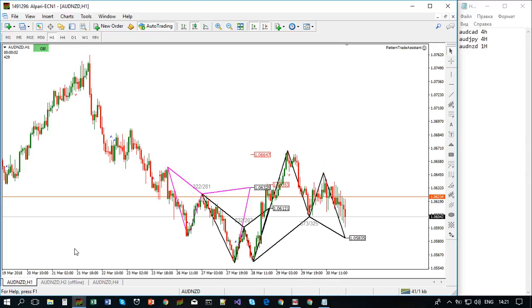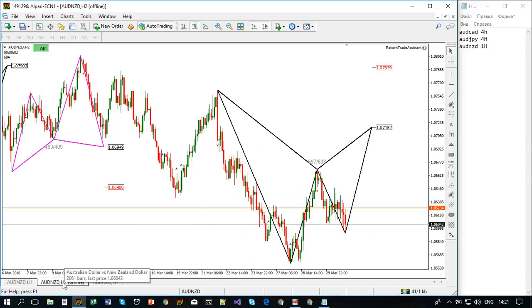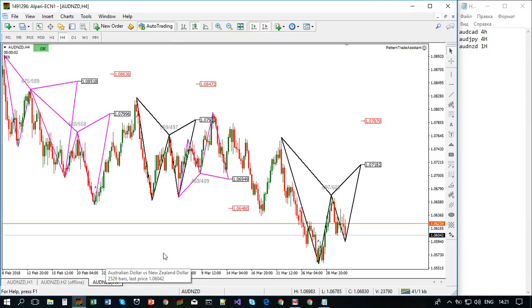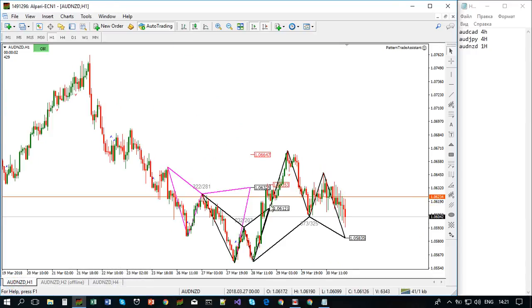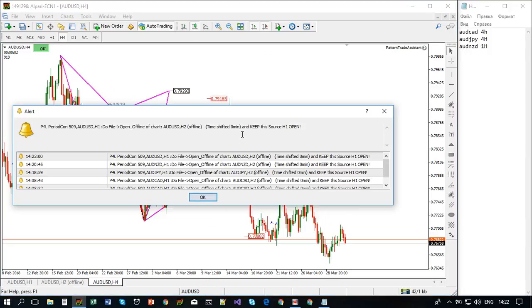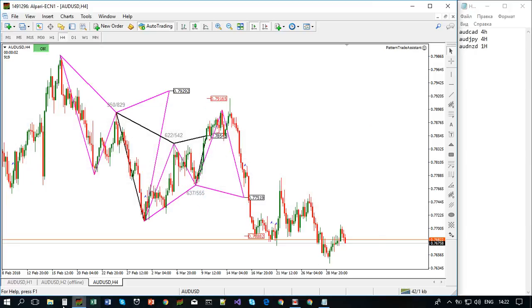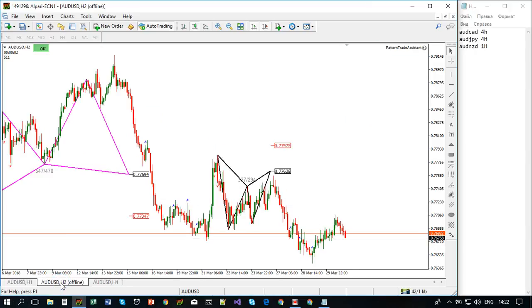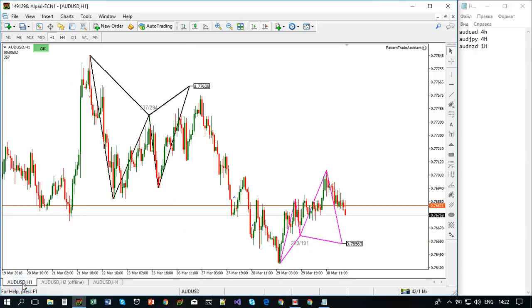Okay, Aussie New Zealand 1 hour. 2 hour, a bit larger pattern, very far from completion, and 4 hour as well, the same pattern. Okay, bullish pattern on 1 hour and bearish pattern on 2 and 4 hour. Okay, going next, Aussie New Zealand, 4 hour gives nothing, 2 hour gives nothing.